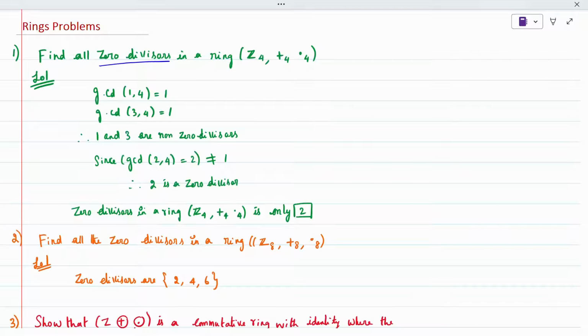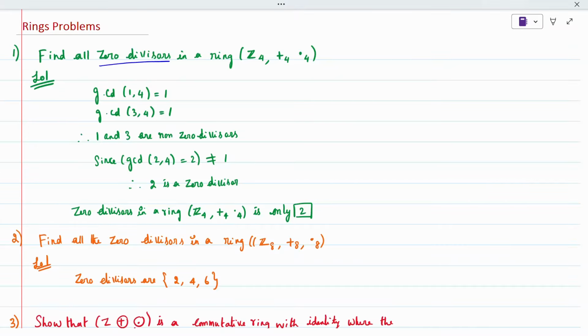Now check 2. GCD of 2 and 4, we know that it is 2, which is not equal to 1. If it is not equal to 1, whatever you get, that is a zero divisor. So 2 is a zero divisor. So the zero divisor in the ring Z4 is only 2.